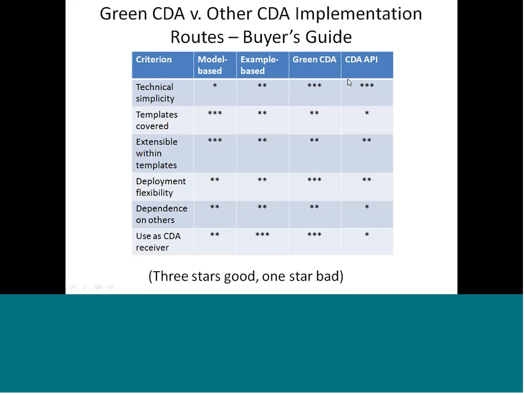Now, CDA API is a set of software in something like C# or Java, which gives you an API where you can set and get things like patient name or whatever it may be, and then the API software will generate for you the CDA XML.